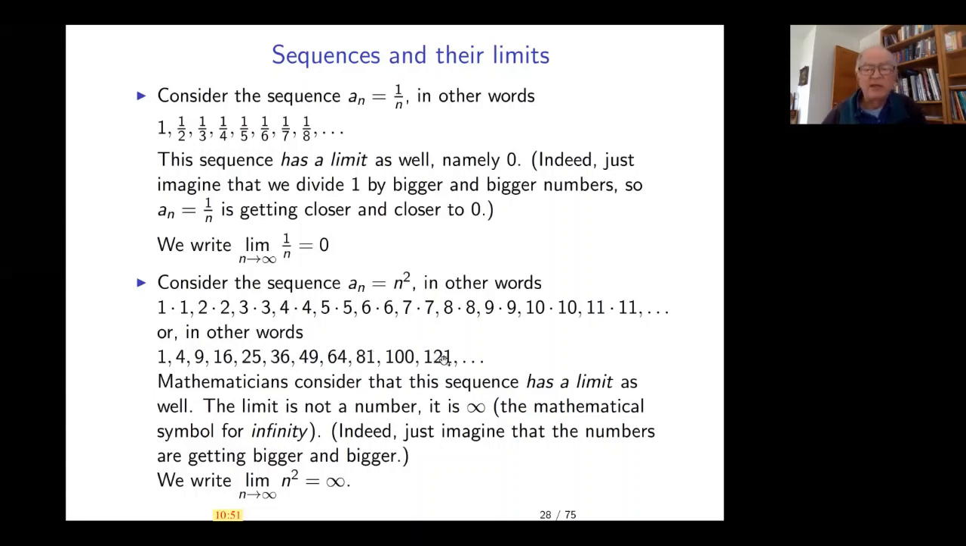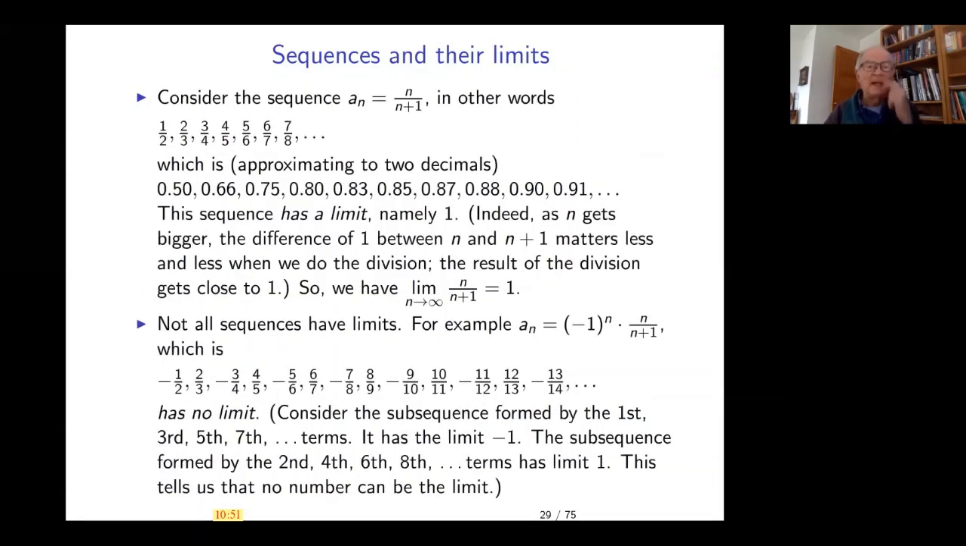Now, you may say this doesn't have a limit, and that depends on how you define limits. Mathematicians would say this still has a limit, but the limit is infinity. The numbers are getting as big as we want, arbitrarily big. And the way we write this is that the limit of n squared as n goes to infinity is infinity. And I am showing you here another sequence, a_n is n over n plus 1, and I will skip the argument that the limit is 1.